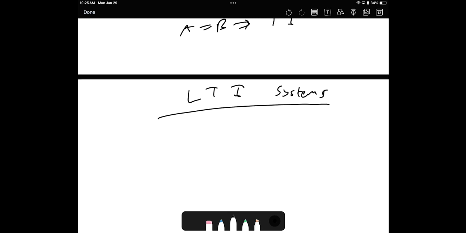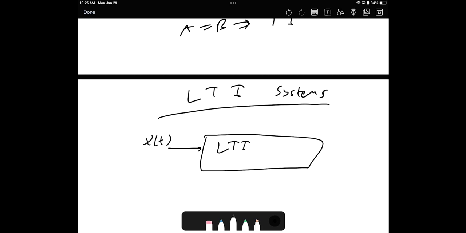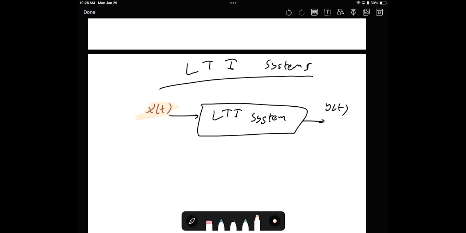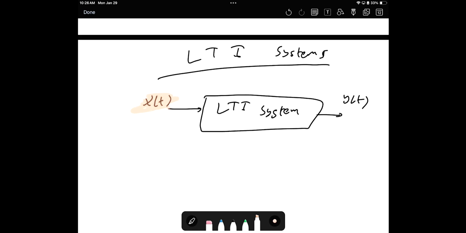In an LTI system, we will assume we have x of t as the input. Here is the LTI system, so the output will be y of t. Now, x of t can be any input, but let's discuss some special cases, some special inputs.